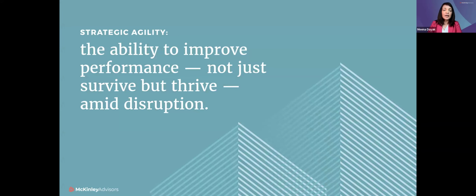In McKinley's work on strategic agility for boards, we define it as the ability to improve performance and not just to be, like we are at break-even point, or we're glad we're able to keep the lights on, even if barely, but really it is about thriving in the midst of disruption.